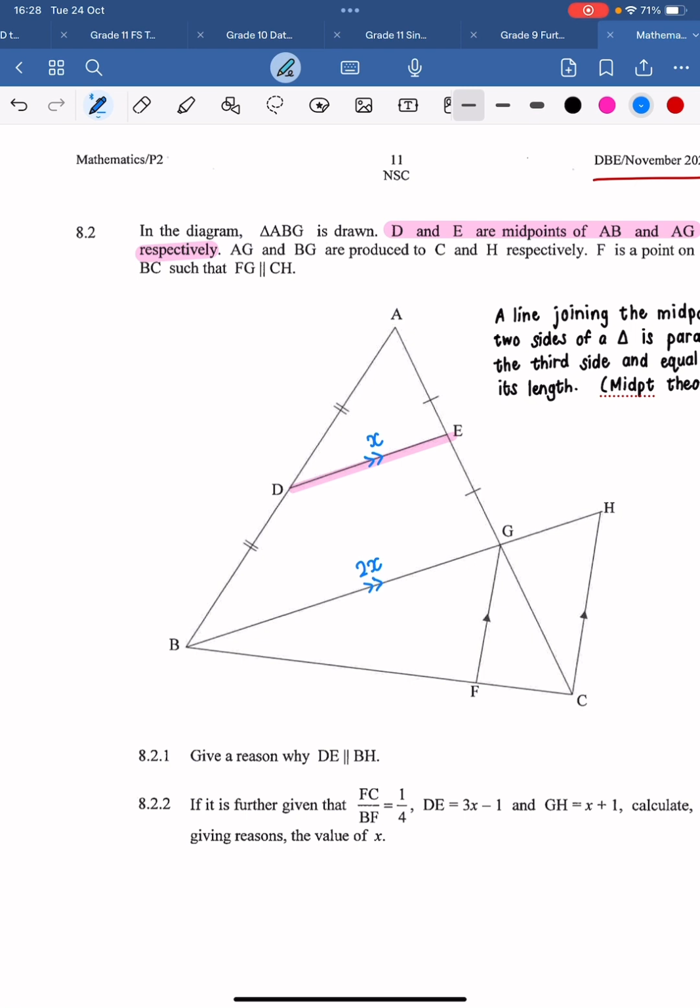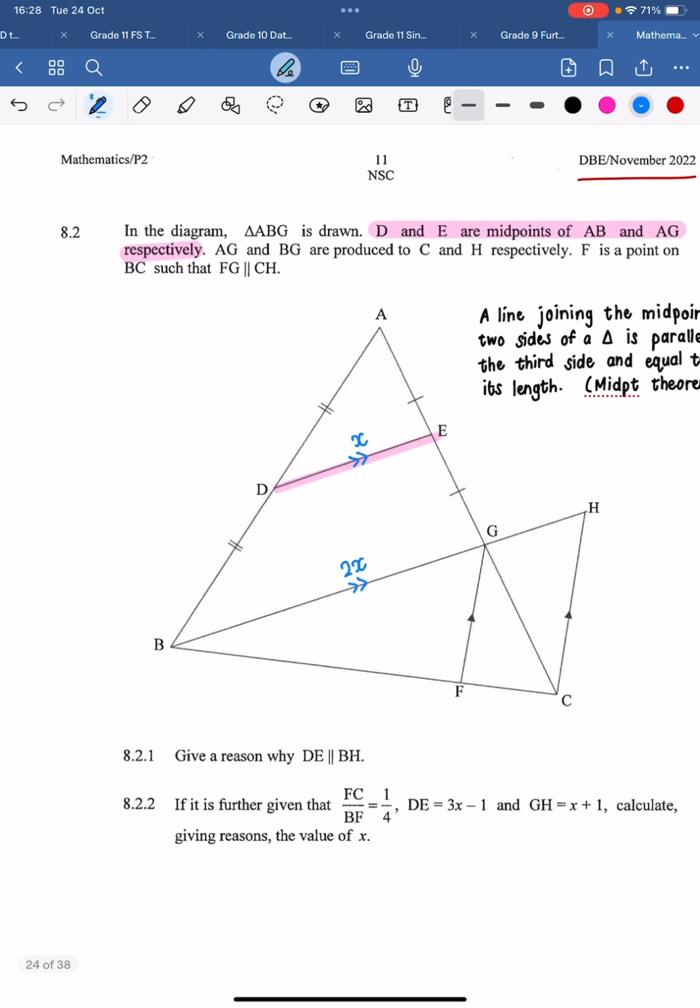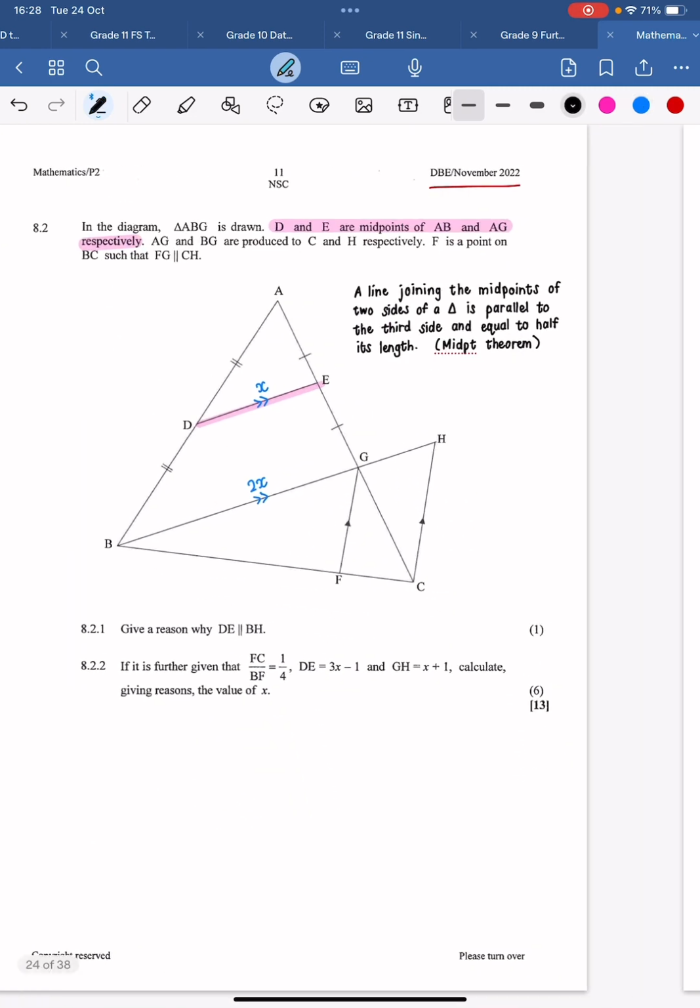All right, so for 8.2.1, the first thing that they're asking us here is to give a reason why DE is parallel to BH. Guys, the reason for that is the midpoint theorem. So I'm going to write that down.